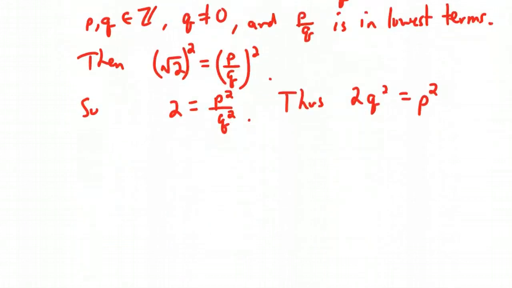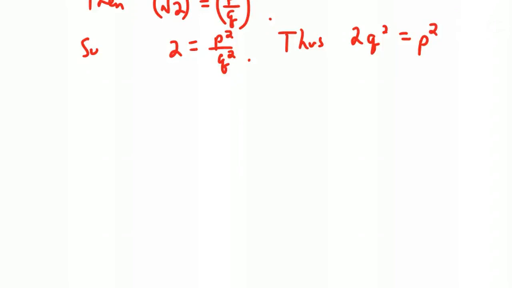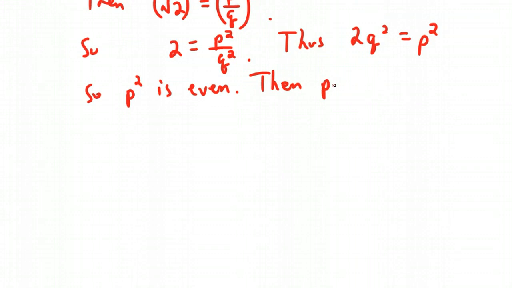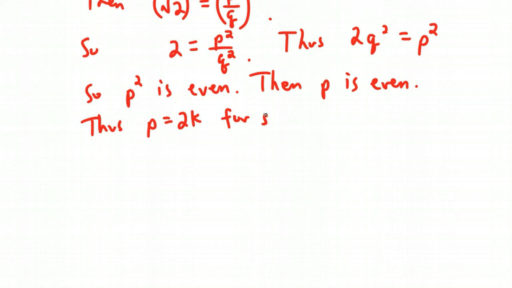Now what this shows is that p squared is even, because p squared is 2 times an integer. Okay, so p squared is even. But if p squared is even, then p is even. That's the fact that we proved in class. Thus p is equal to 2k for some integer k. That's what it means to be an even number, that it's equal to 2k for some integer k.